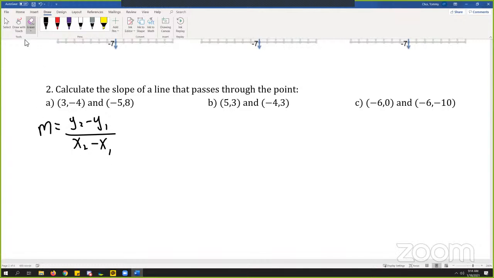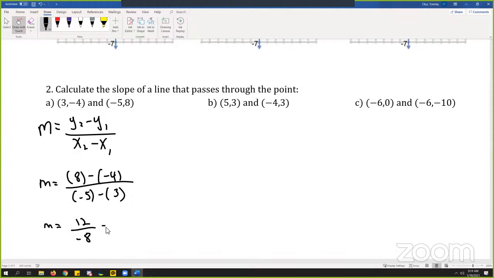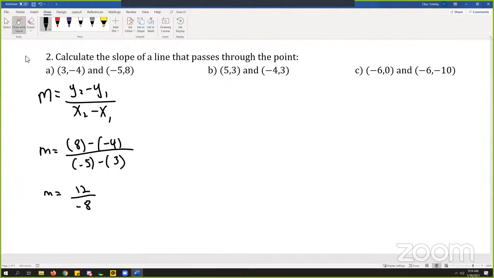And so plugging it in, you should be able to plug in y2 as 8, y1 as negative 4, x2 as negative 5, and x1 as 3. Your final slope here should have been 12 over negative 8, which simplifies to negative 3 over 2. That's a negative. Let me redraw that. That's an ugly minus. Negative 3 over 2. So that's our slope there.